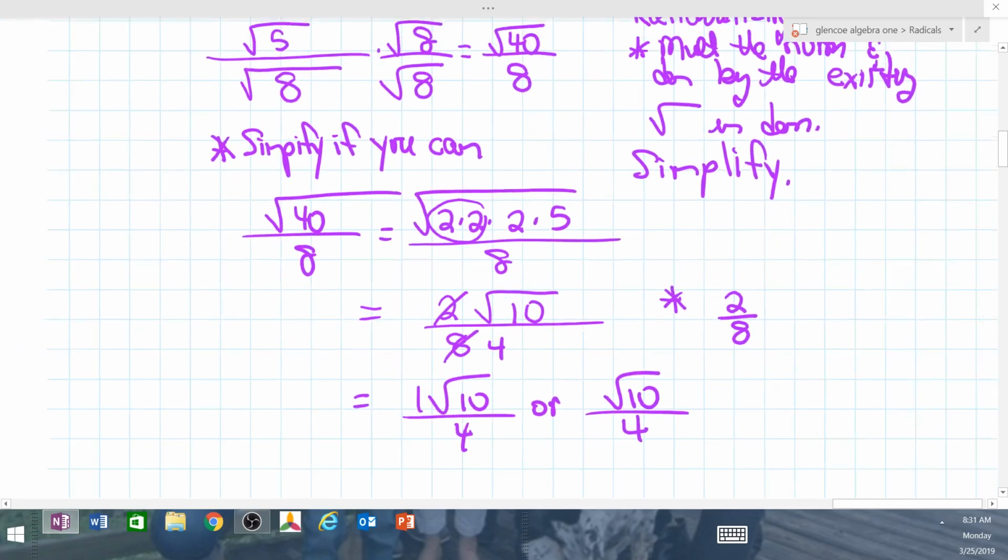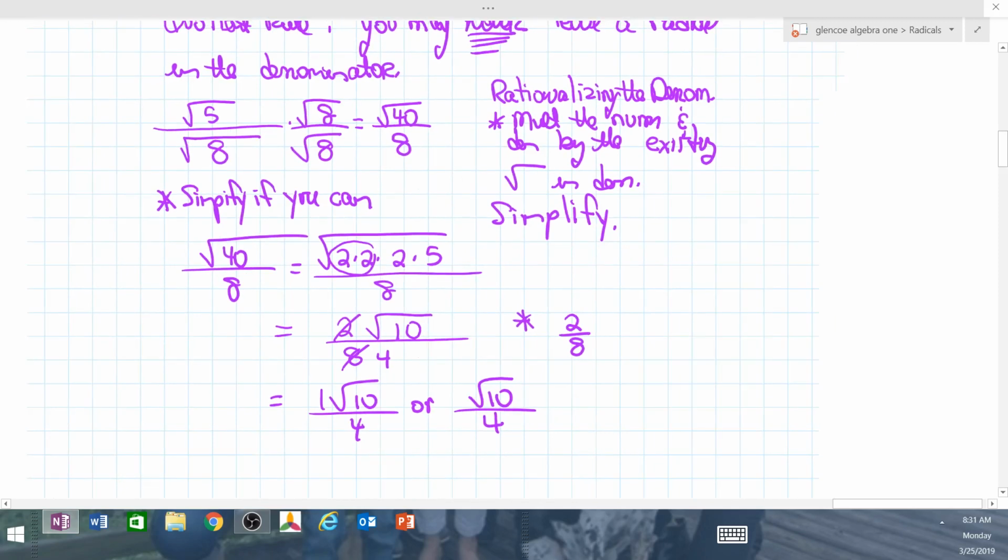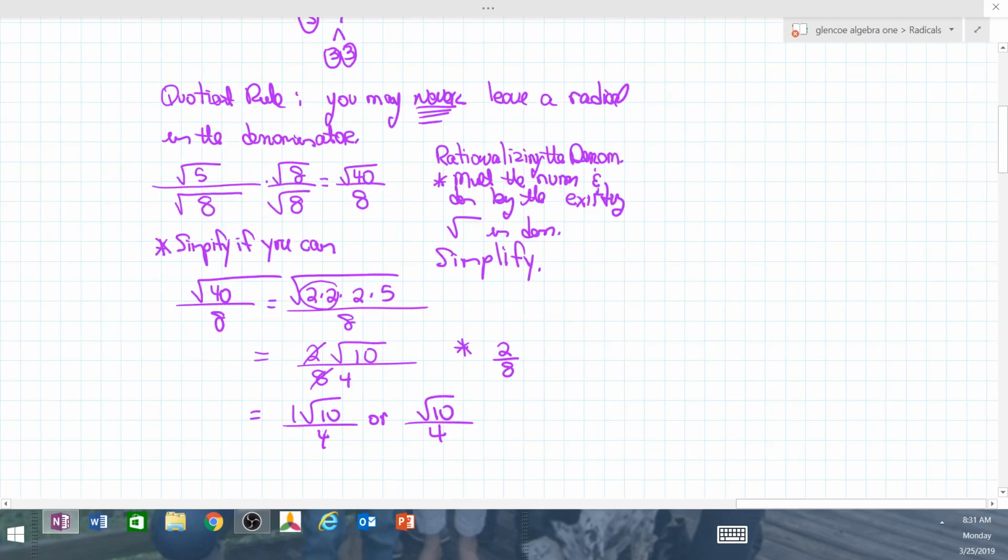Again, one more time. The process of getting rid of a radical in the denominator is called rationalizing the denominator. When you rationalize the denominator, you multiply the numerator and the denominator by the radical expression in the original problem, whatever is originally in the denominator.